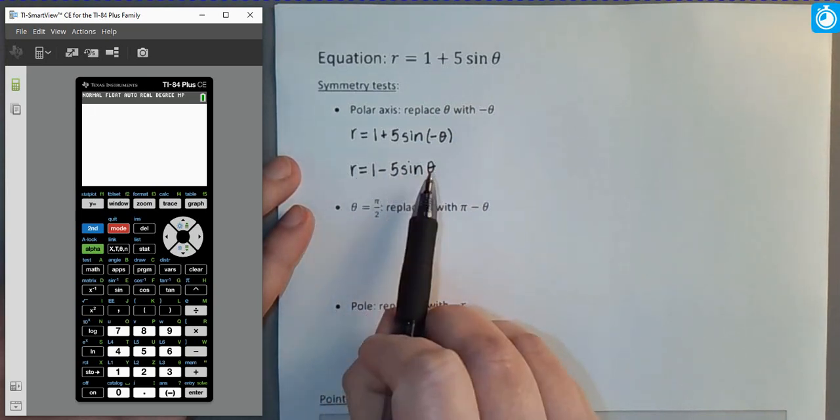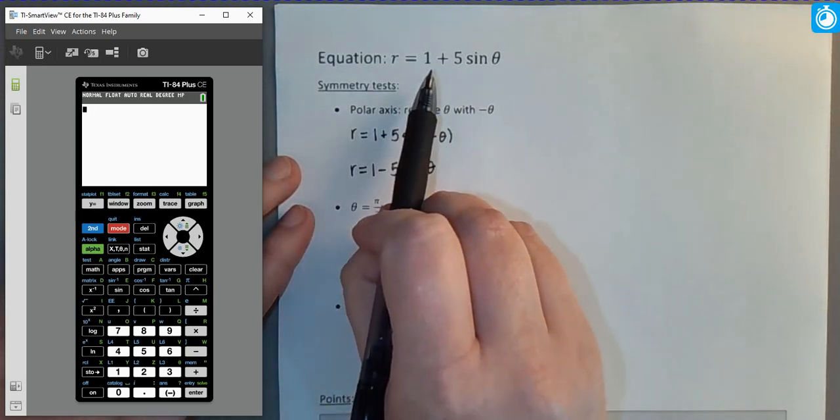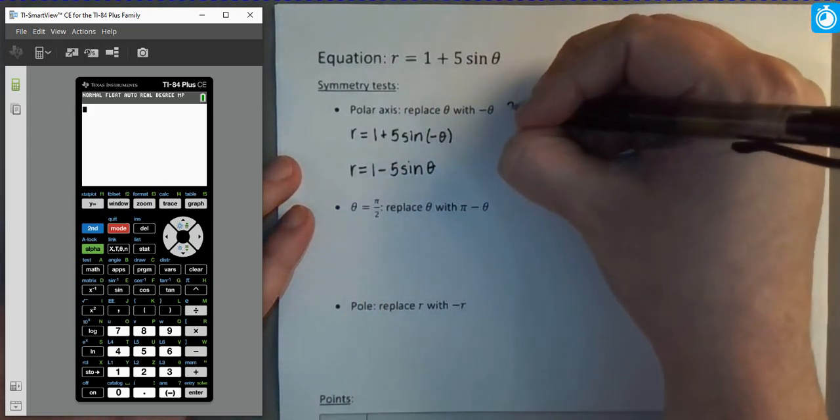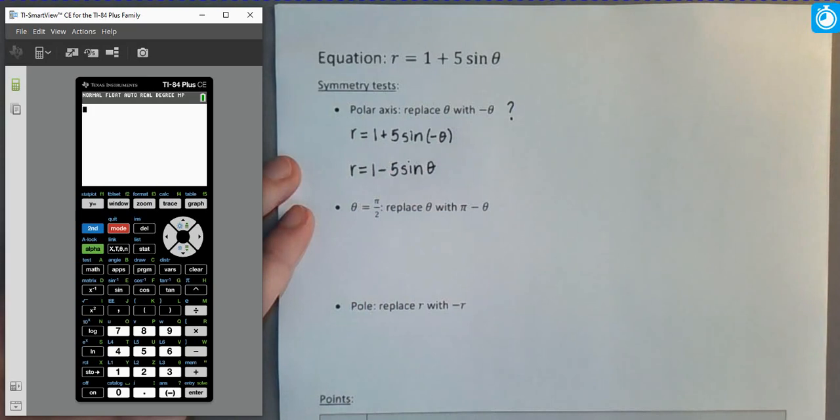Now notice that this equation is fully simplified, but it doesn't match the original. So that means this particular symmetry test is inconclusive. Now again, that does not necessarily mean that our graph won't be symmetric with respect to the polar axis. It just means we can't confirm it using algebraic means.